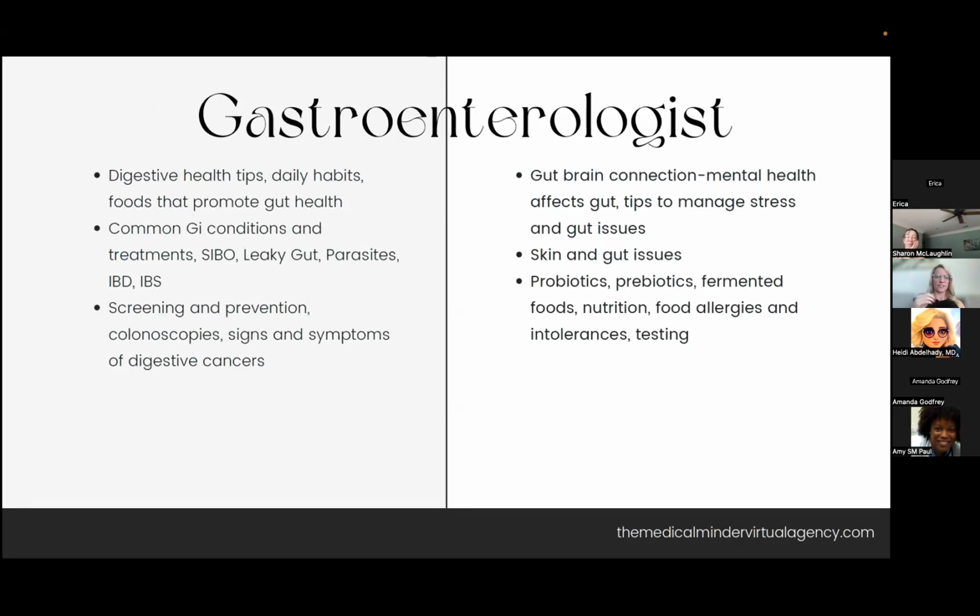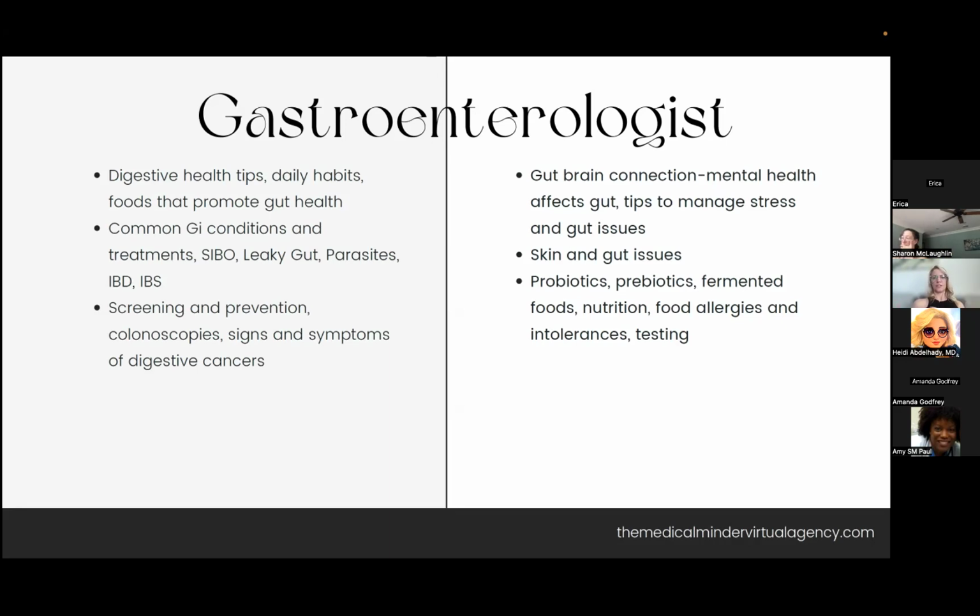Gastroenterologists: digestive health tips, foods that promote gut health, common GI conditions like SIBO, leaky gut, parasites, IBD, IBS. A lot of GI doctors have more experience with parasites, SIBO, and leaky gut. I know not everyone specializes in those, but incorporating all gut diseases is really helpful because they're so common, especially after having COVID. It really messed up people's guts.